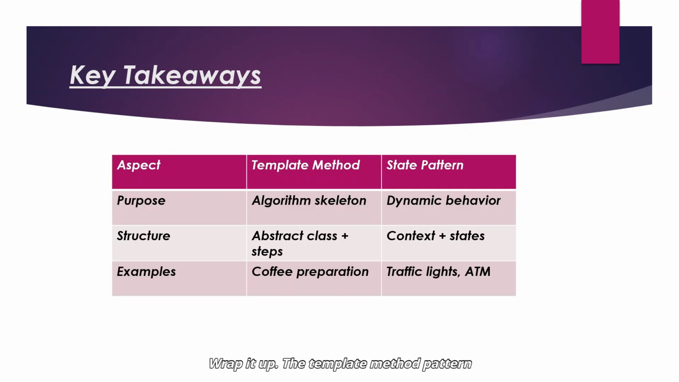To wrap it up, the template method pattern is all about defining a structure once and allowing subclasses to tweak specific parts. It encourages code reuse and standardization. The state pattern, on the other hand, helps us manage dynamic behavior changes without messy conditionals. It enables clean separation of concerns, making code easier to extend and maintain. Both are essential tools for building flexible, maintainable, and professional grade software.